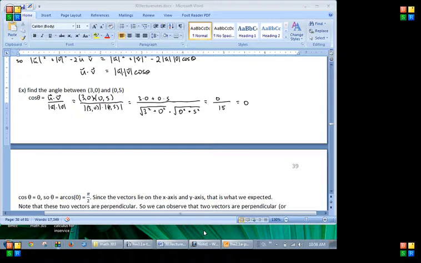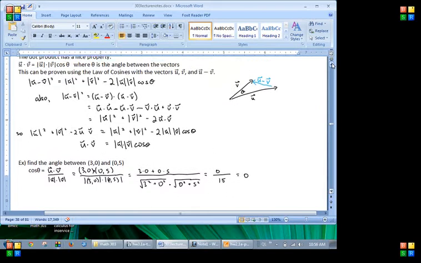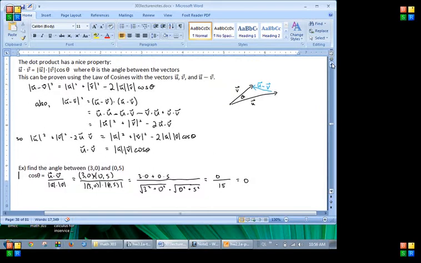So does this always work? Yes. Well, the answer is yes, because of the rule that we now have. We now know that the dot product between two vectors is the magnitude of the first times the magnitude of the second times cosine theta. Well, if two vectors are at a right angle, cosine of that will always be 0. So we have our first nice rule about dot products.